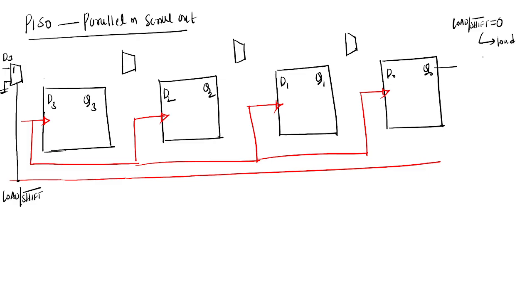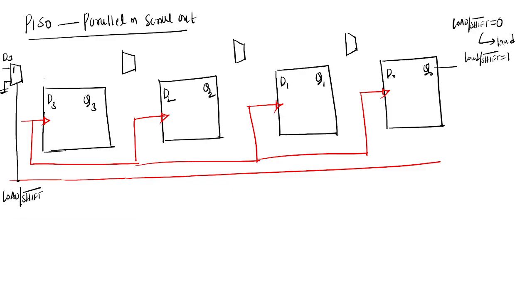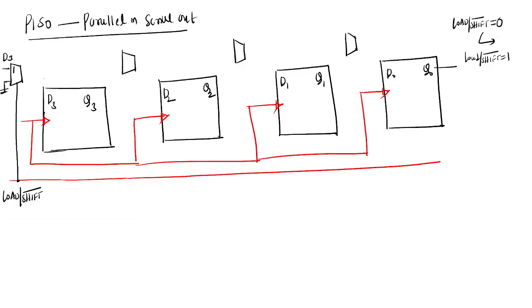Load by shift bar equal to 1 means shift operation. Sorry, let me correct that. It is an active low signal on shift bar, so shift bar means shift operation will be done when it is 0. When load by shift bar is equal to 1, load operation will be done. Did you understand? So there is a load signal only.